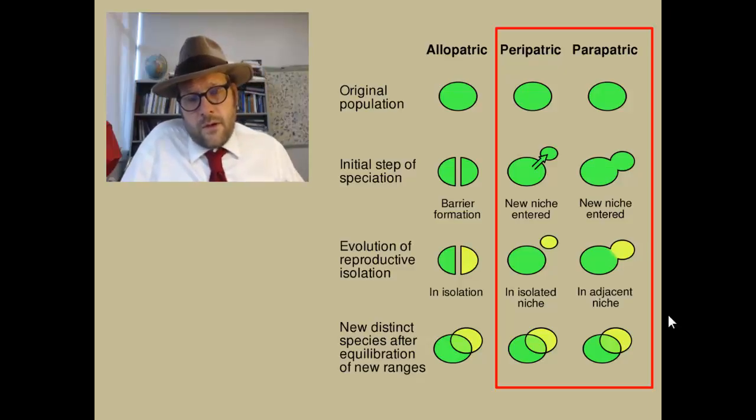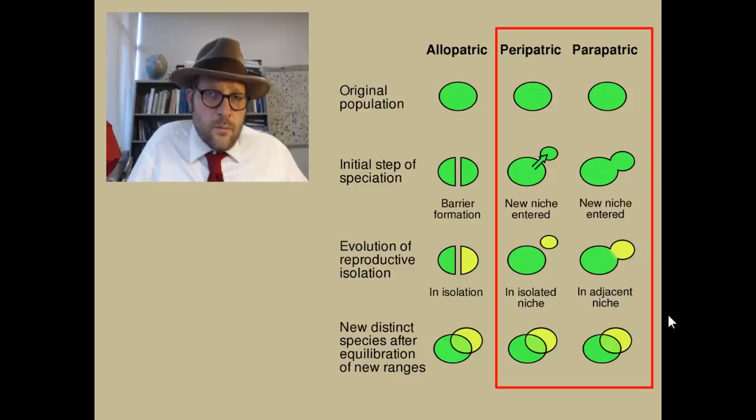So one of the things genetic drift seems to support is that peripatric and parapatric speciation events are probably more common because those smaller populations are subjected to more change.